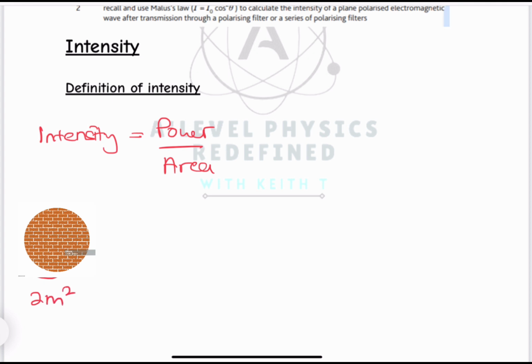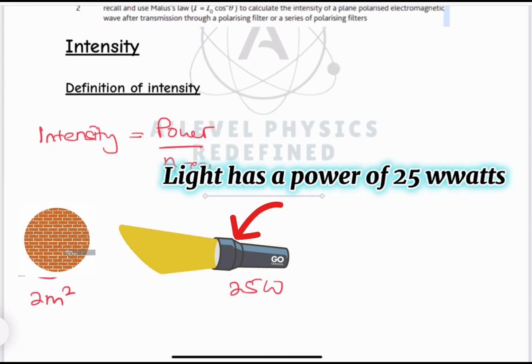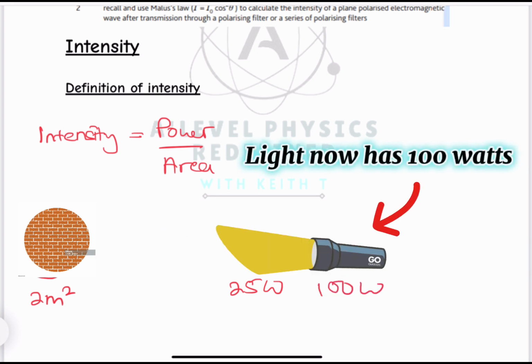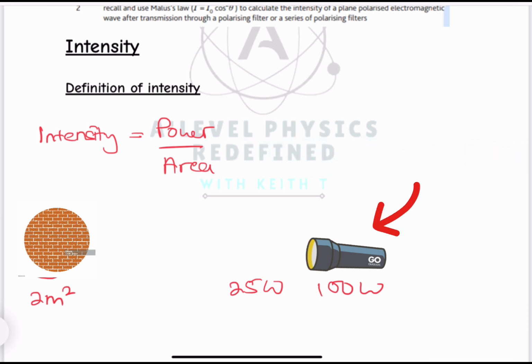and you have a certain light that you're shining on that area itself, if the power of the light increases, let's say it's 25 watts, for example, we say that that light is very intense. If it increases, maybe to 100 watts, we say that the intensity has actually increased because the power per unit area has increased.